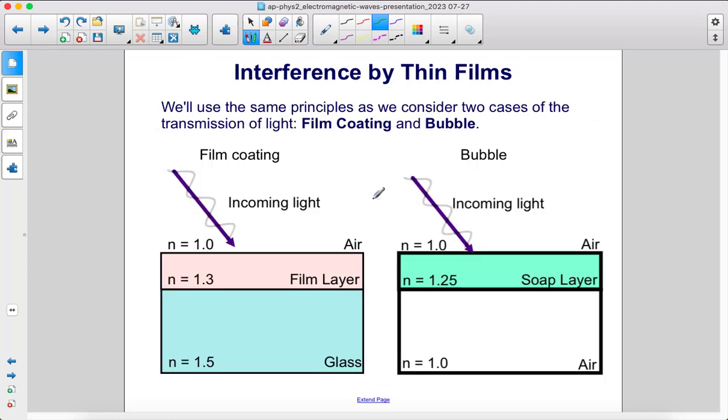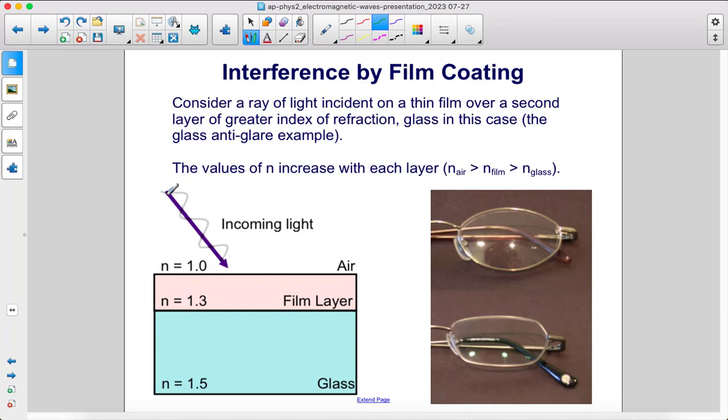We'll use the same principles as we consider two cases of the transmission of light, a film coating and a bubble. Consider a ray of light incident on a thin film over a second layer of greater index of refraction, in this case, glass. So this is the anti-glare example. The values of n increase with each layer. So light is moving really fast, then it moves a little slower, and then it moves even slower.